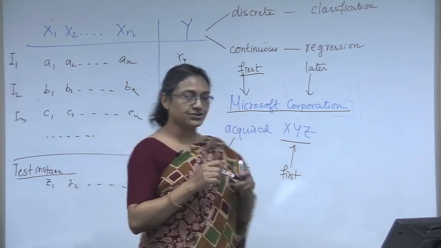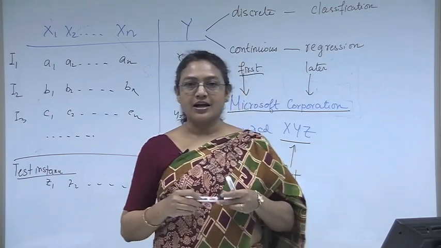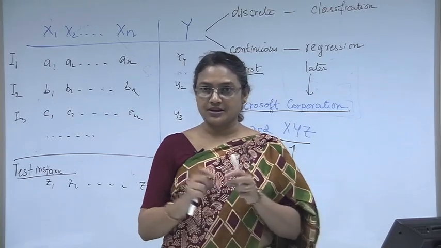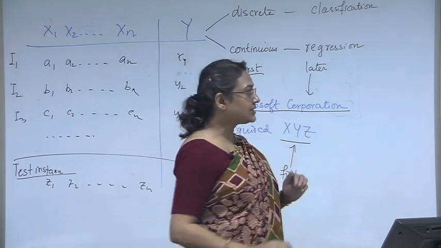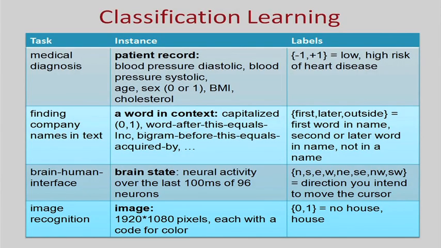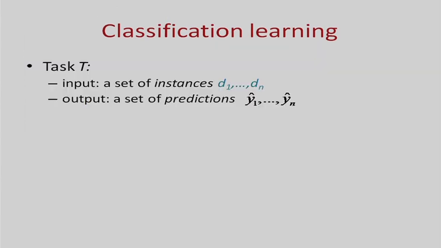So, we may use this sort of convention in order to label company names in text, and we can have a machine learning algorithm finding these labels. Similarly, let us look at the fourth row, which is image recognition. The input is an image, which is 1920 by 1080 pixels, and each pixel has a color, and your output is whether the image is the image of a house or not.